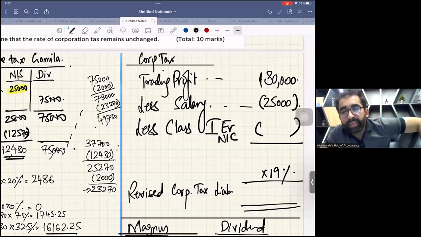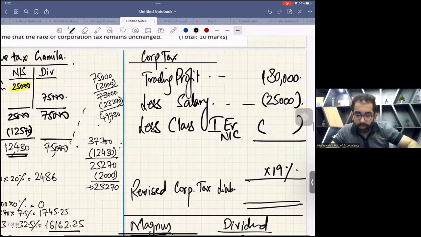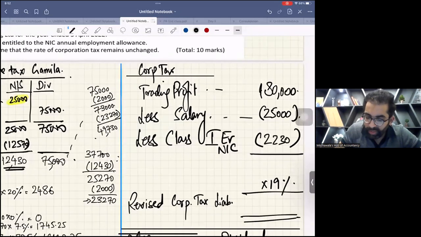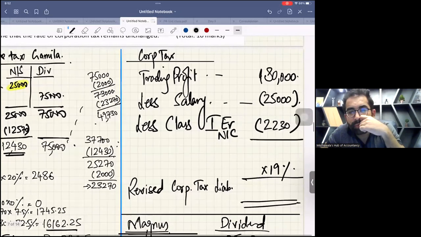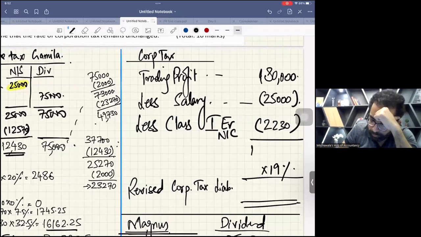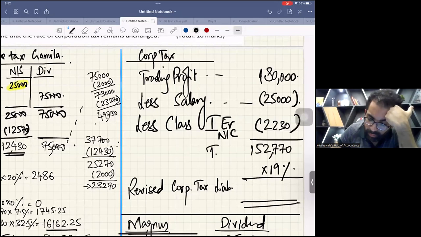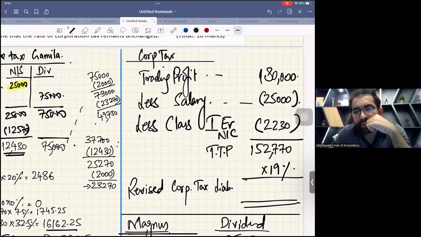And one more thing, the company also paid class one employer NIC, and this class one employer NIC is also an allowed expense for the employer. You studied it. The amount is 2230. Can anybody tell me what is the profit after deducting these two? What is the profit? 152,770. Thank you. And you know, this is the TTP. For companies, the tax rate is 19%. Quickly apply it. 29026, or 36? Okay, 26. Thank you.